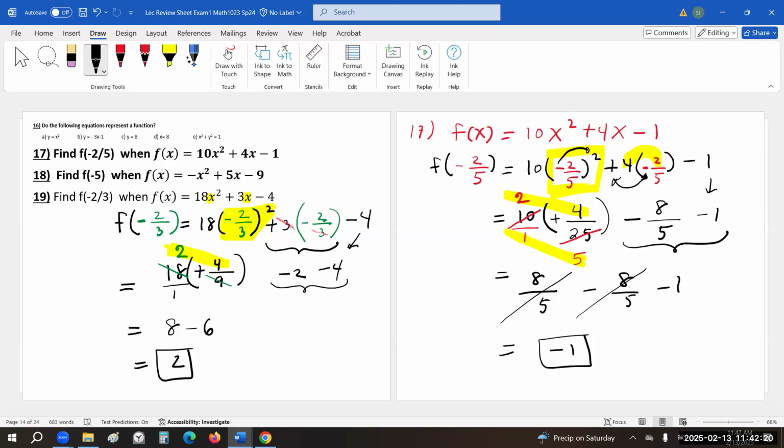So they look hard, okay? But they're actually not hard. If you simplify in the middle, they will become easier. So instead of multiplying them, try to simplify them.